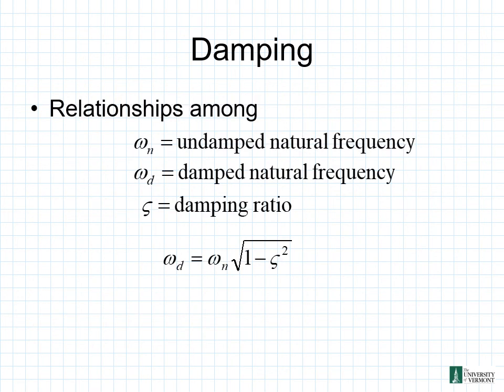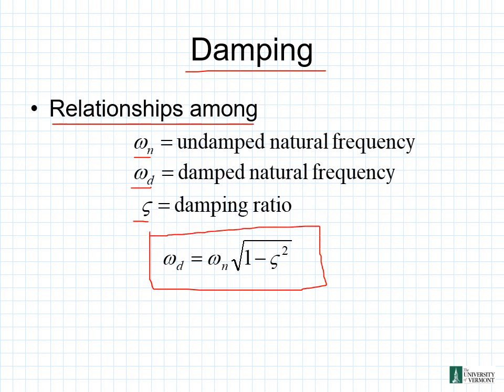So if we're talking about damping, we have a relationship among our different variables. Our omega sub n, the undamped natural frequency, omega d, the damped natural frequency, and our damping ratio, have the following relationship: omega sub d is equal to omega sub n times the square root of 1 minus the damping ratio squared. From that, we can reduce this down for our f: f is equal to f damped divided by the square root of 1 minus the damping ratio squared.